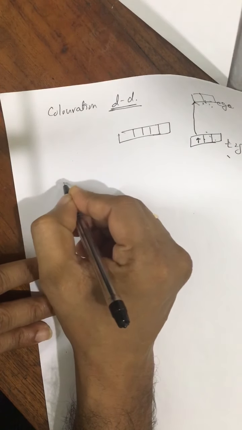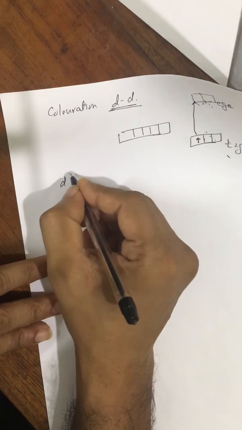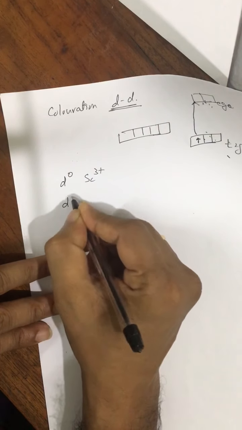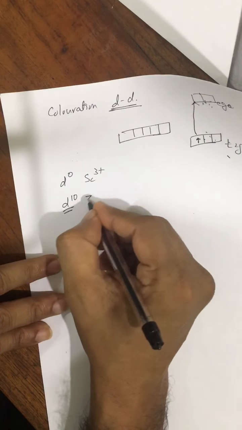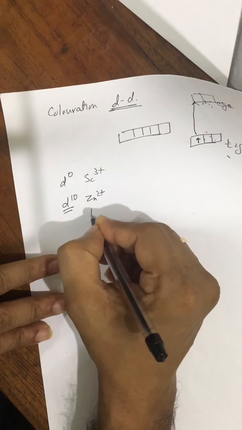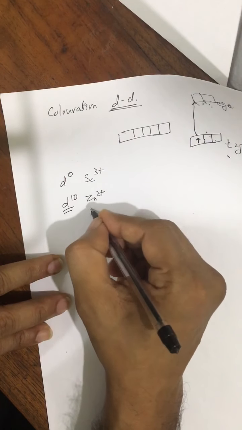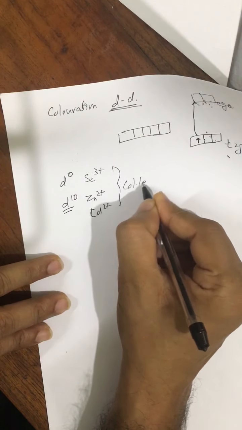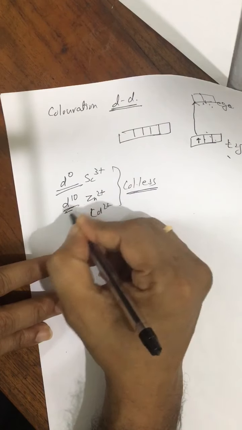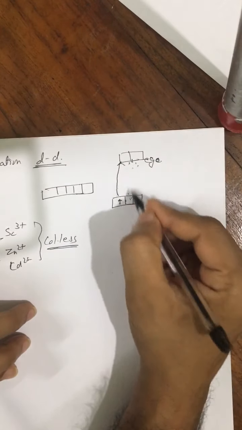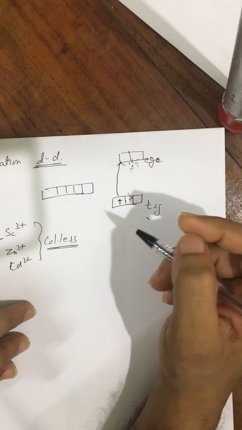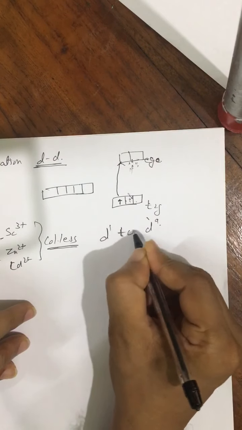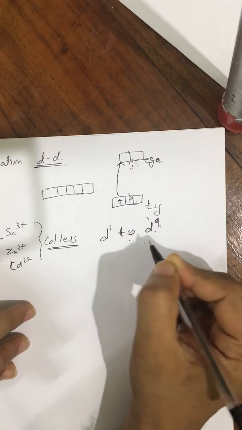So in general, if we have any ion with d0 configuration like scandium 3 positive, or any ion with d10 configuration like zinc 2 positive, cadmium 2 positive, mercury 2 positive, etc., they are always colorless, because in d0 and d10 this kind of electronic excitation is not possible. In general, ions with d1 to d9 states are colored.